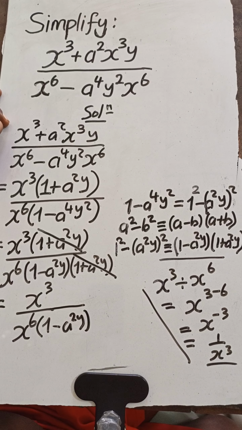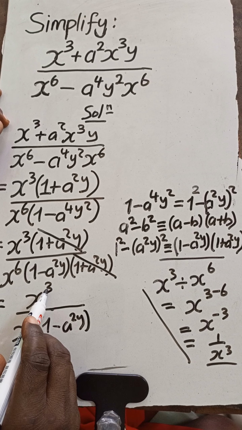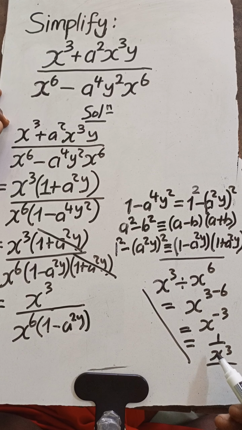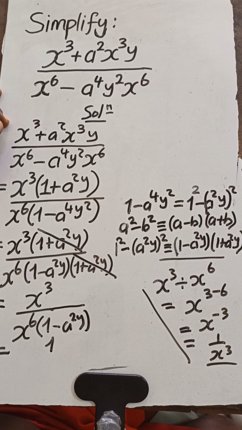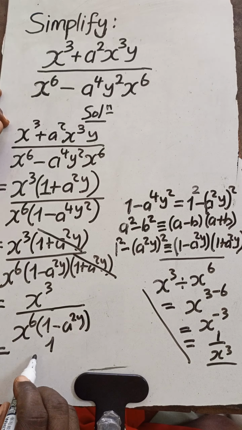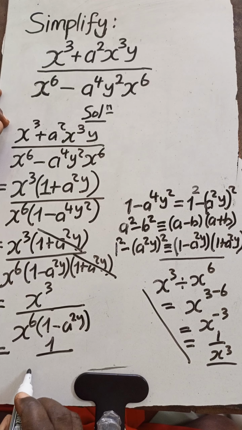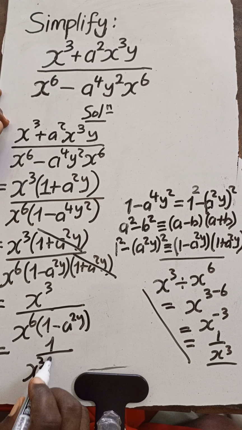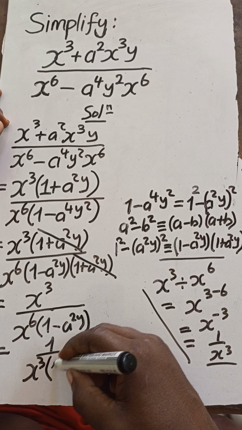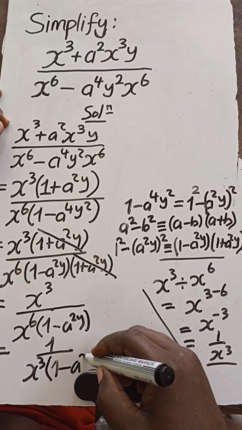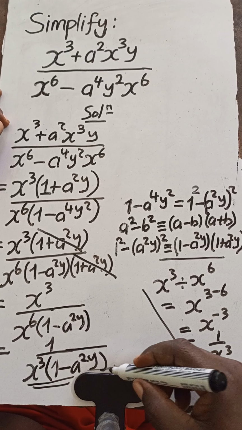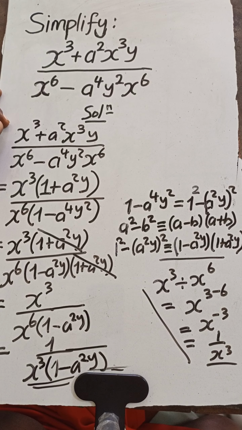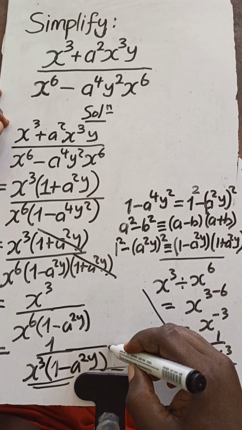Okay, so let's now transform x to the 3 divided by x to the 6 by writing just that. So this expression further simplifies to 1 at the numerator, and now x cubed is at the denominator, so we write it there, multiplied by (1 minus a squared y). Okay, now at this point we have the simplified form, the simplest form of that original rational expression.